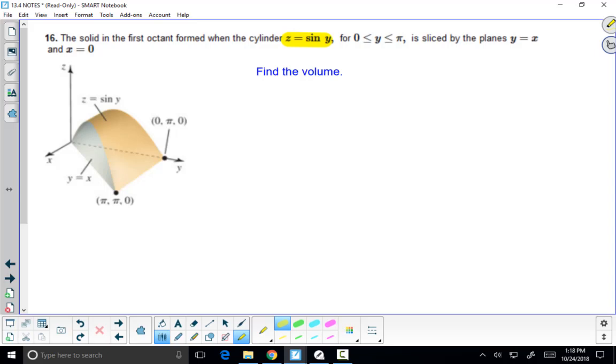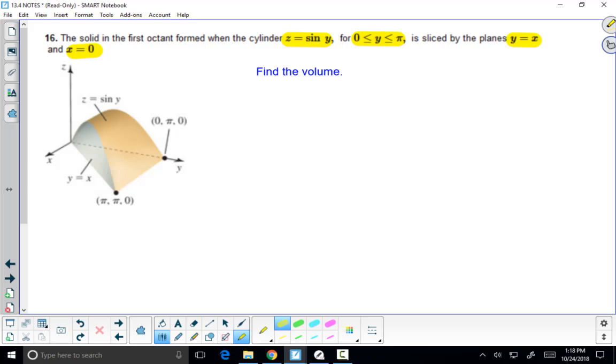And then we have these limits that are also given to us. y is between 0 and pi, and then we have the planes x equals 0 and y equals x. So you can see those planes, right? y equals x is this line right here. What letter is missing? z. So then you just pull it vertically.